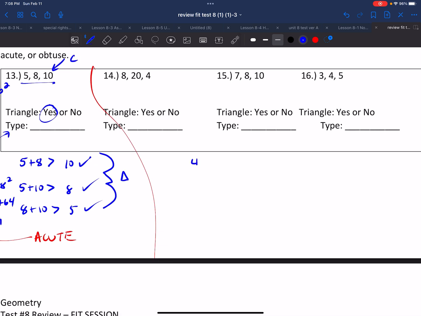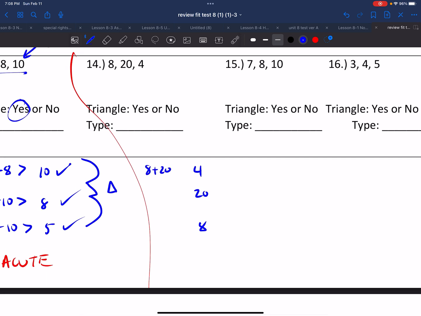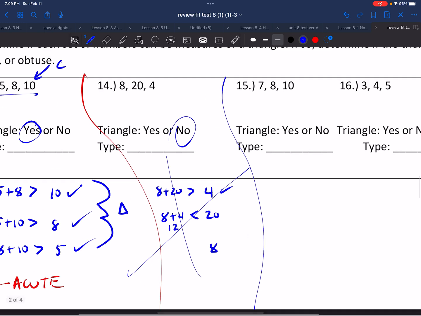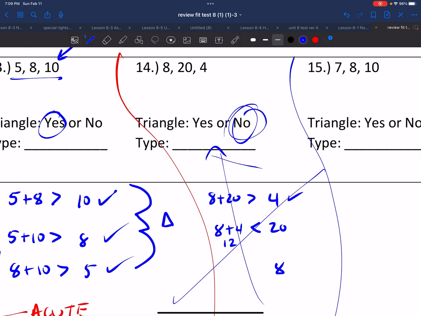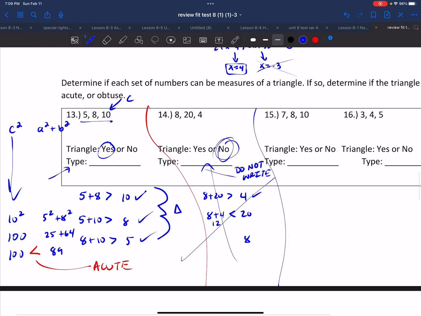So I have 4, 20, and 8. So 8 plus 20 is definitely greater than 4. And then, let's see. 8 plus 4, is that greater than 20? Nope, it's actually less than, because 8 plus 4 is 12, and 12 is less than 20. So you cannot form a triangle. It's a no. All right. Oh, and by the way, if it's a no, you don't write anything here. Do not write anything if it's a no. Okay?